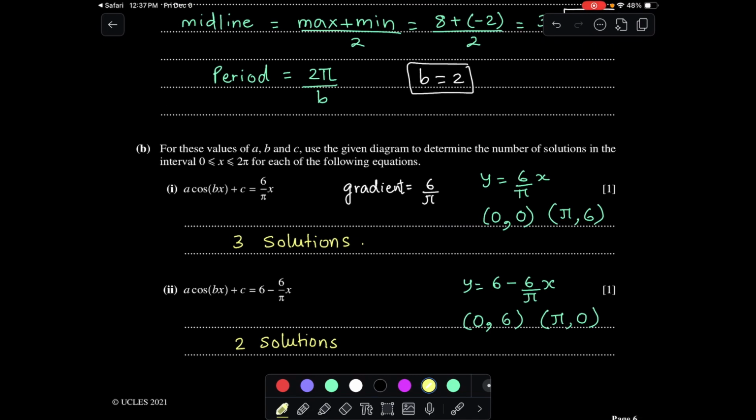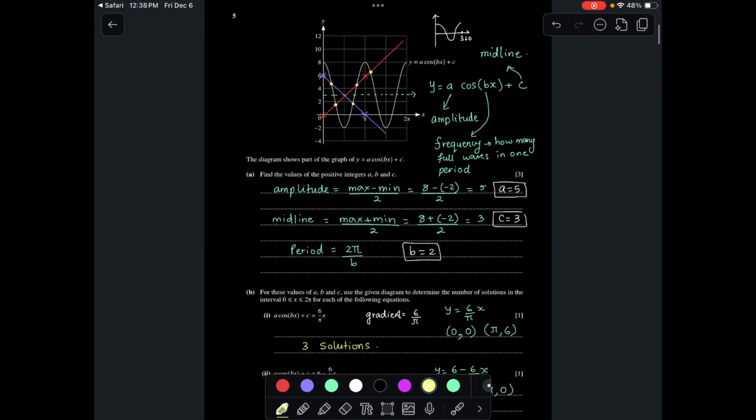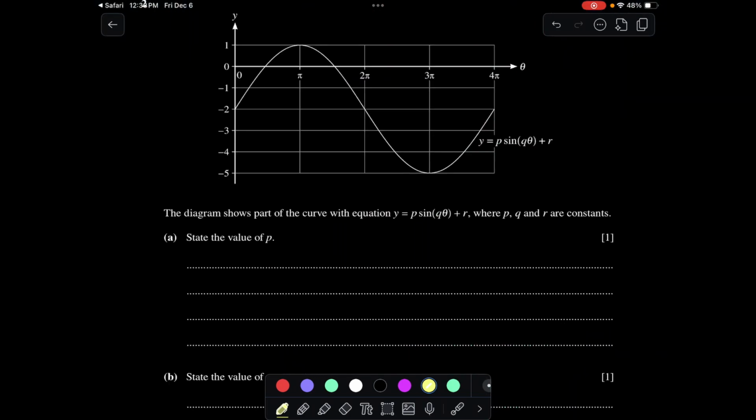All right, that's it for this question. Let's look at another question. Now, in this question, we have been given this graph of p sine q theta plus r. We need to find the value of p, q and r.